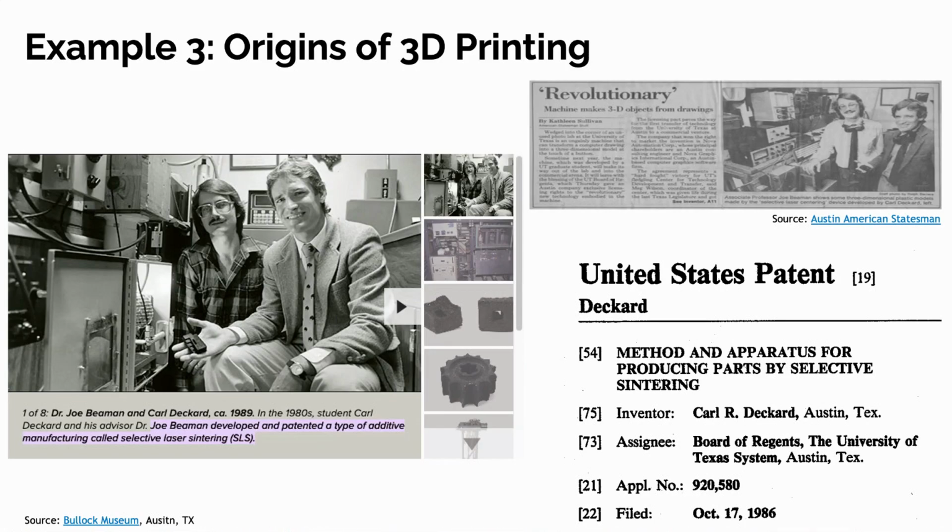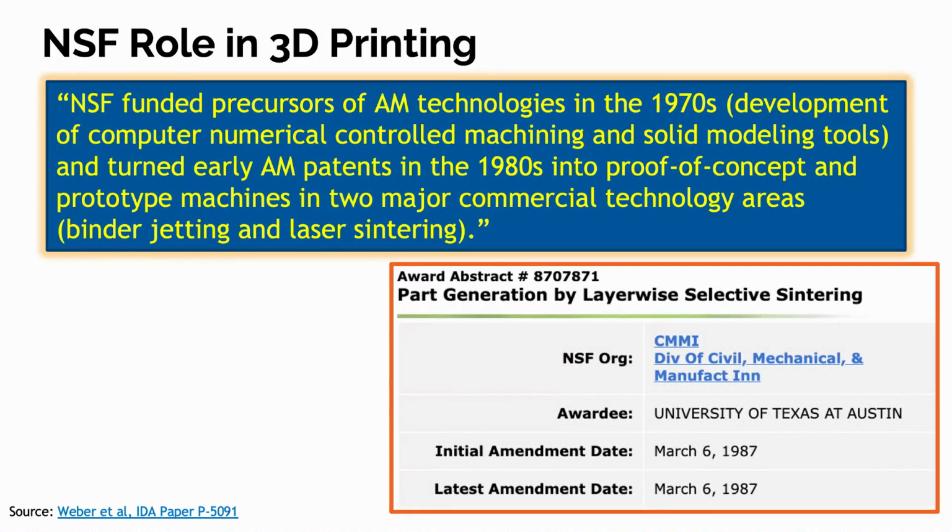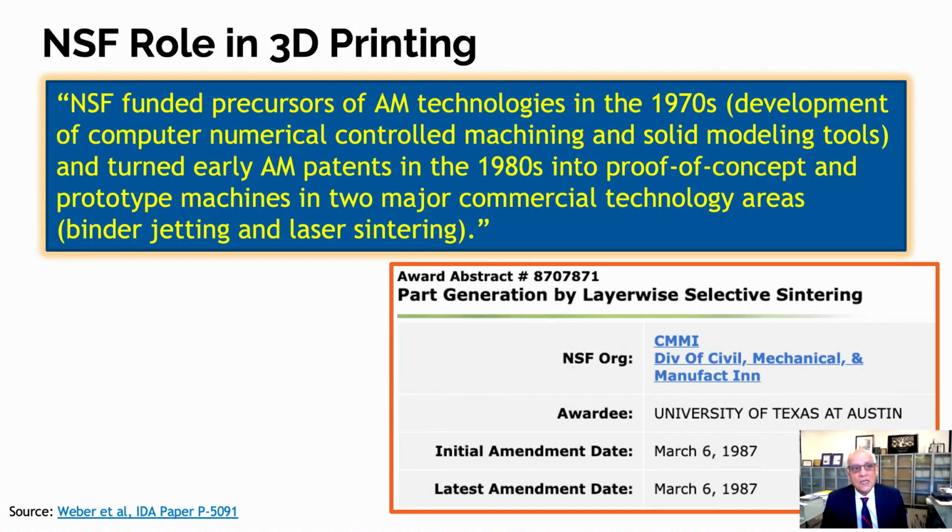The top right is a story in the Austin American, talking about this revolutionary advance: "Machine makes 3D objects from drawings." So you go all the way from a CAD drawing to a 3D printed part. One of the very early patents that was given to Deckard for selective laser sintering is also shown. So it goes from this NSF-funded basic research to the very early patents. There was a very nice study done by IDA, and I linked the report at the bottom, that went back over the entire development of 3D printing.